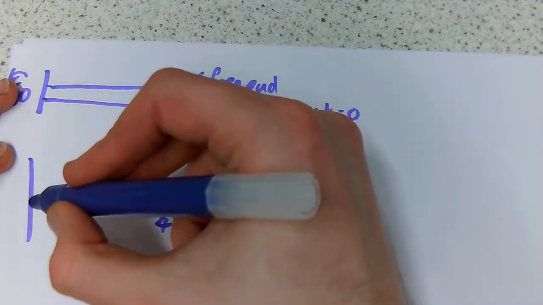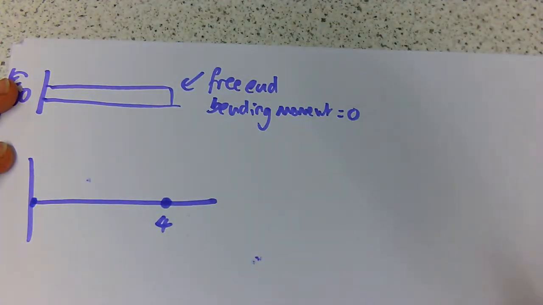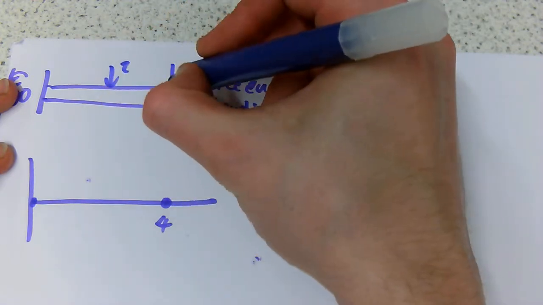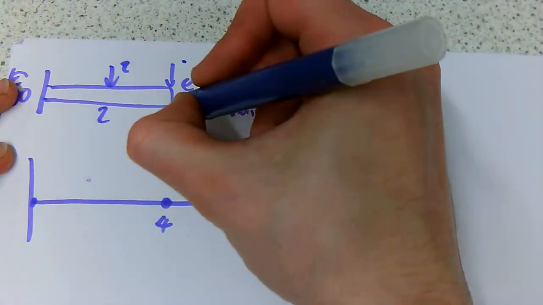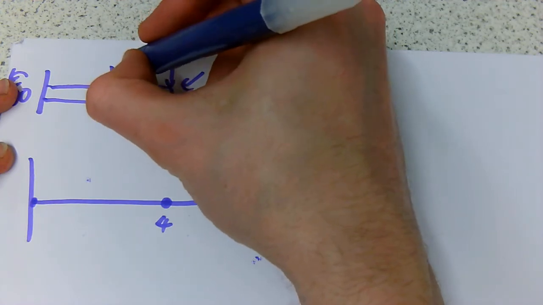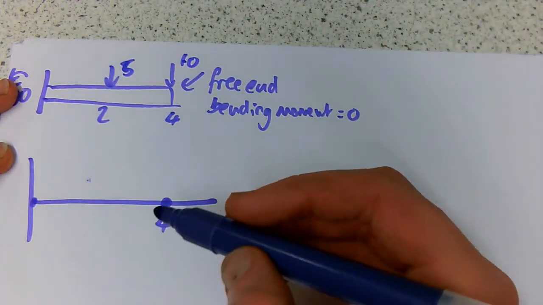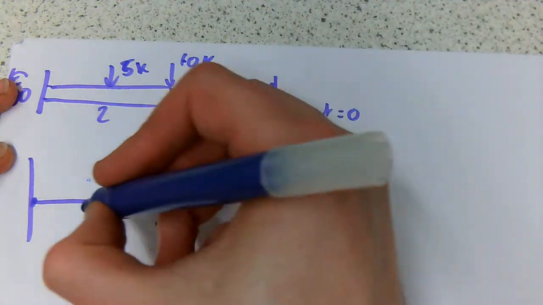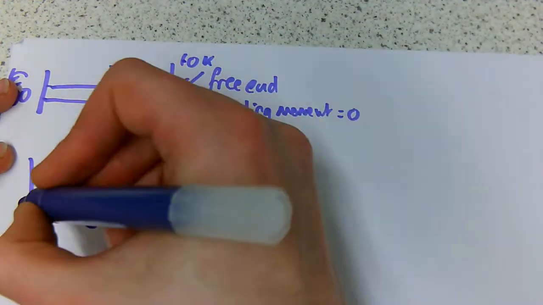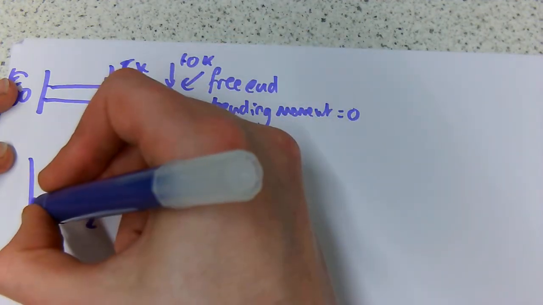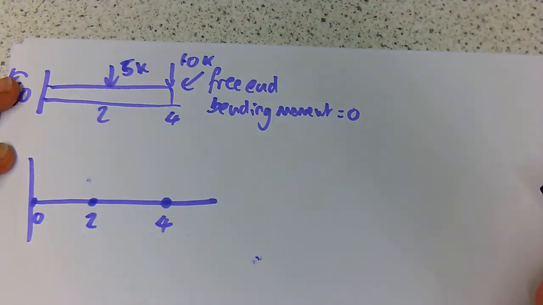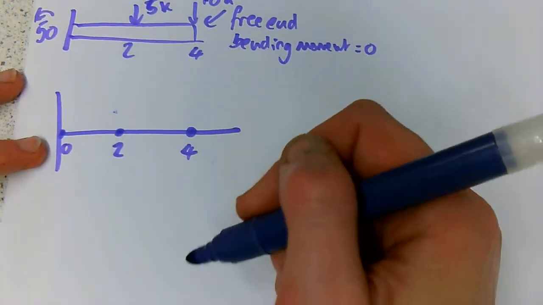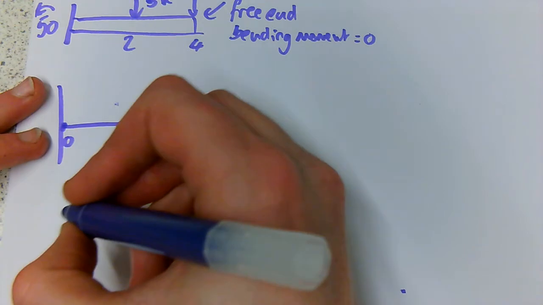We also should be including the other critical points from our example before. The beam is 4 meters long and we have a load applied at 2 meters and a load applied at 4 meters. This load was 5k, this load was 10k. So here we're going to have a critical point at 2 and a critical point at 0. Now we must cut at these critical points to find the bending moment.